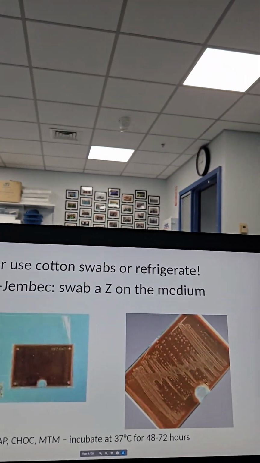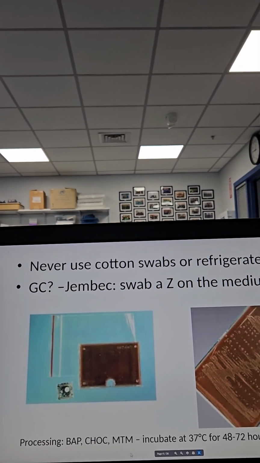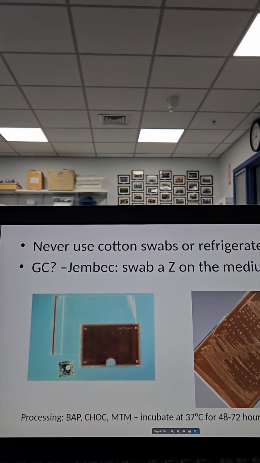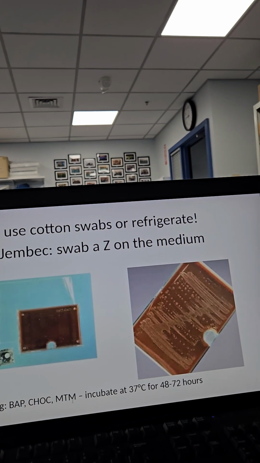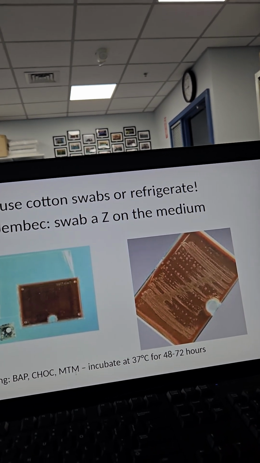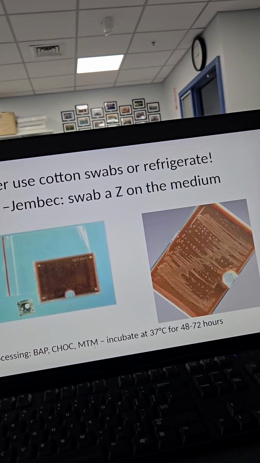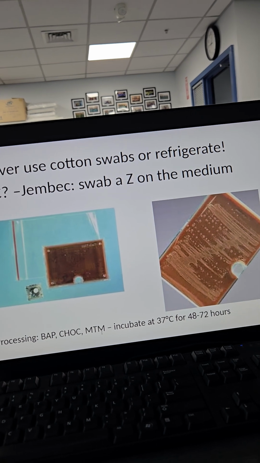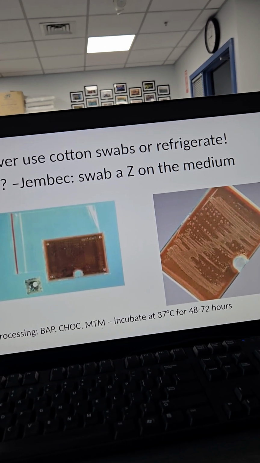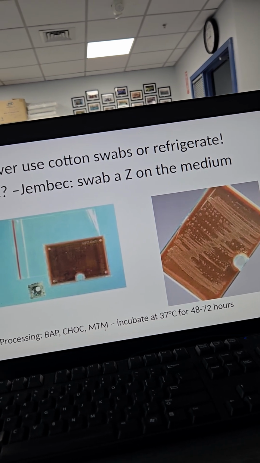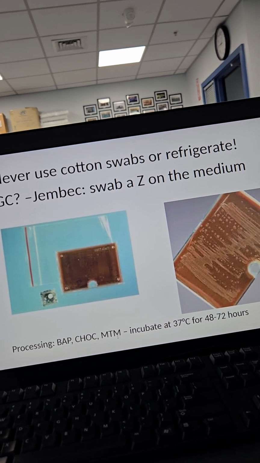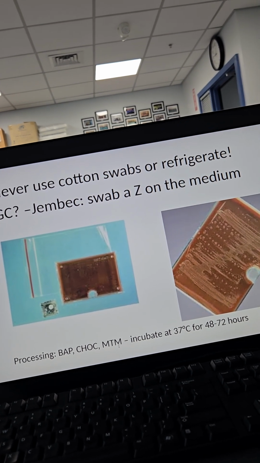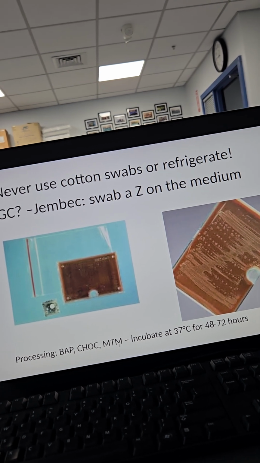All right, never mind. So we put it on blood and chocolate, and then you put it on Thayer Martin, or this is modified Thayer Martin. Okay. And the modified Thayer Martin is basically a chocolate plate that has antibiotics added to it. So it has antibiotics to inhibit Proteus, inhibit the gram-positives, inhibit fungus, and it's got 3 or 4 different antibiotics added to it, so that we're really only trying for the Neisseria gonorrhoeae, but other Neisserias will grow on this as well.